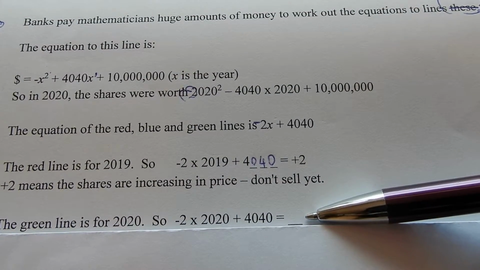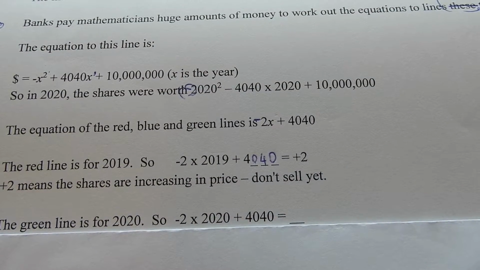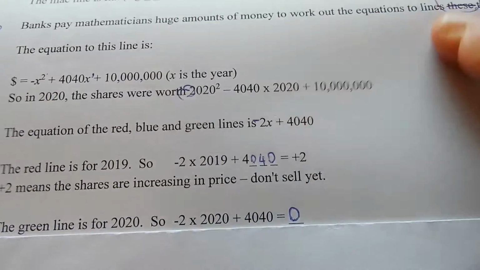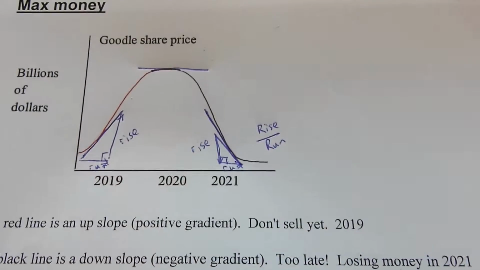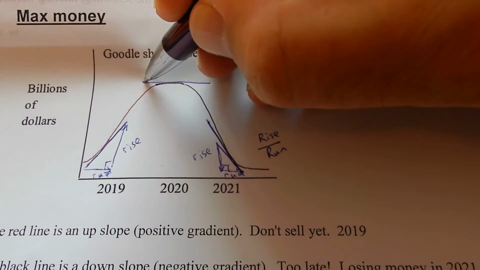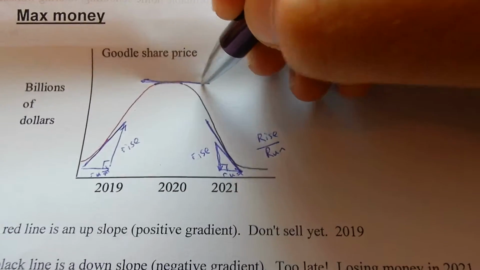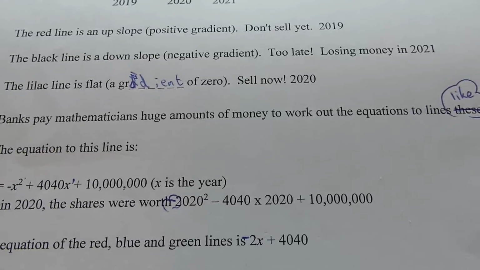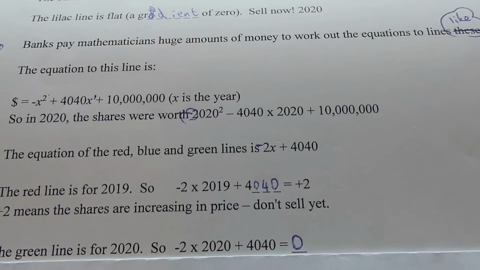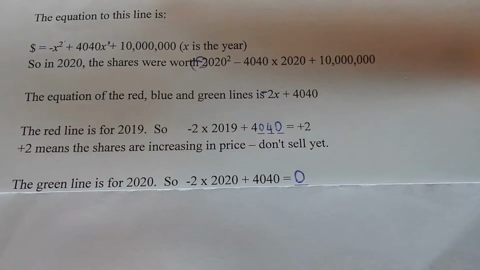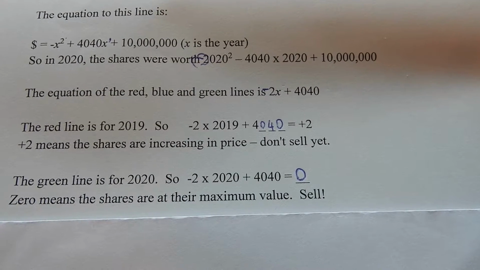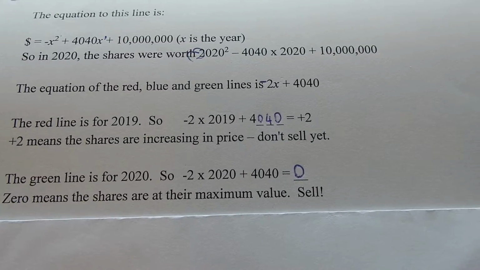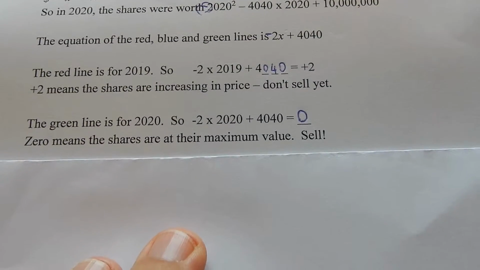Put in the x of 2020, the year, and you get a gradient of 0. That's why in 2020 the gradient of the line is 0. The line is flat. Gradient is 0, not positive, going up, not negative, coming down, just 0. 0 means the shares are at their maximum value. That's when you should sell.